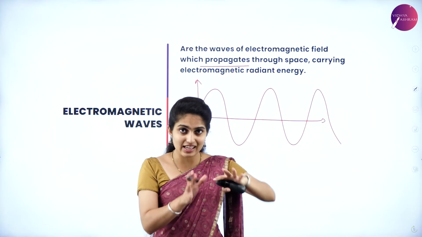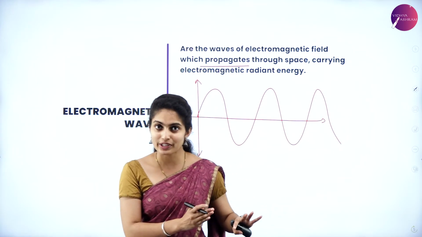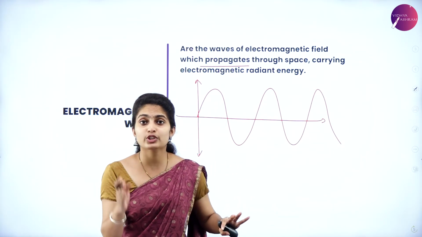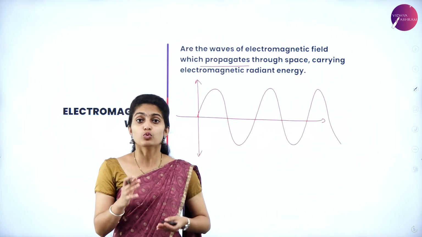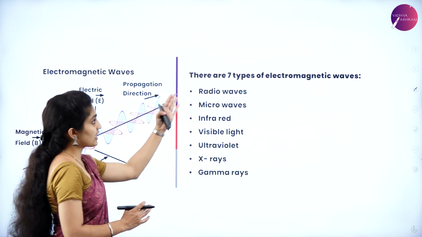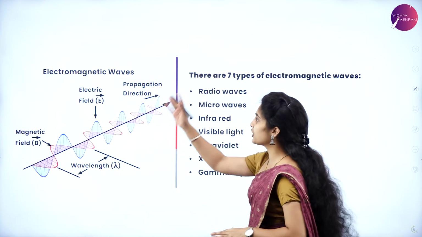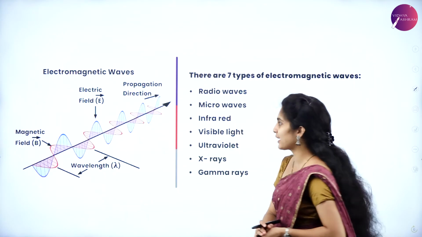So when that is the case, that moving out radiant energy is nothing but the electromagnetic waves. There are 7 types of electromagnetic waves which have to be studied here. Before that, we are concentrating on the movement of the electromagnetic waves.